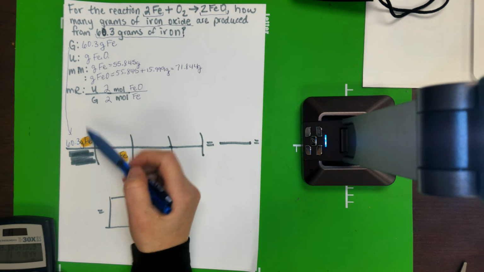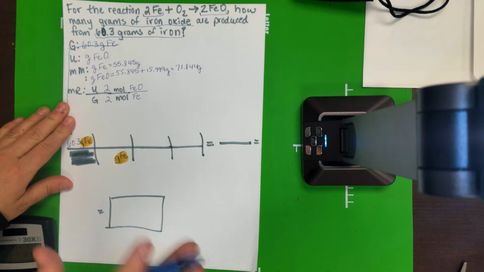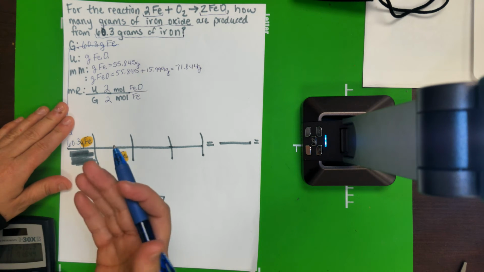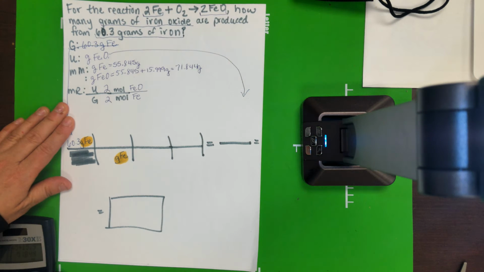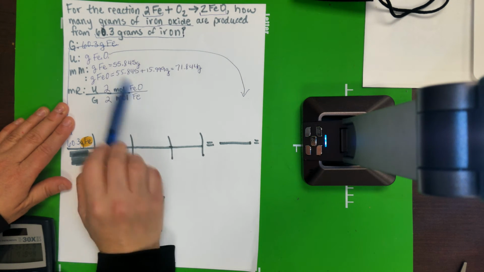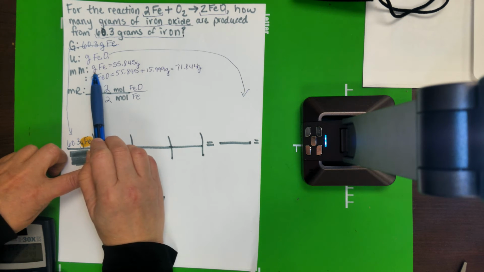Since we were already done with our given, we need to get rid of it, because we're not going to use it anymore. Once you use it, that's it. That's the whole point of the grammar. And keep in mind that the unknown is always going to be last. So we're just given this right here, so this is grams of iron. That means grams of iron right here, right?